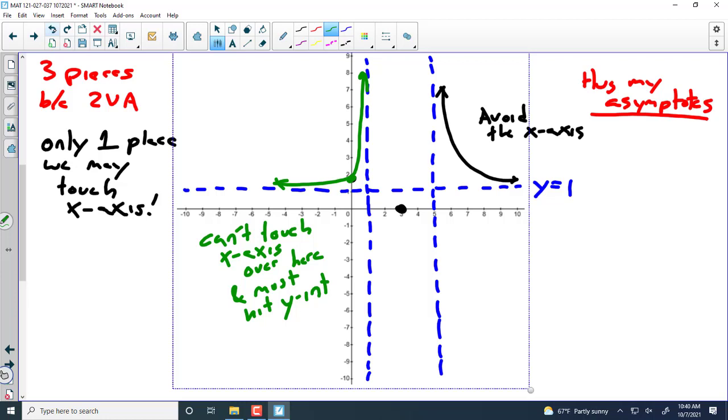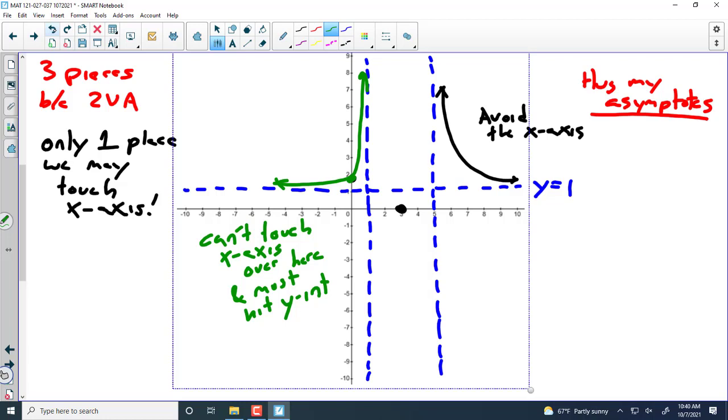Are these things allowed to touch a horizontal asymptote? We can touch a horizontal asymptote, so we cannot just make a guess of what it does in here and say it must go down because we can't touch the horizontal asymptote.